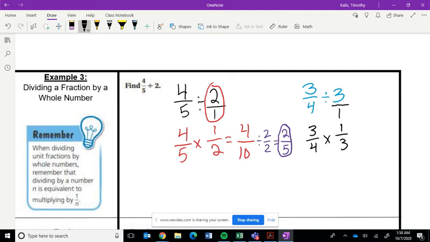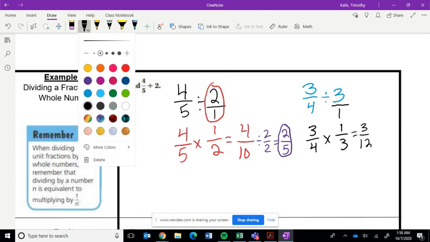When we multiply straight across, we take 3 times 1, and we get 3. We take 4 times 3, and we get 12. Then we ask ourselves, is 3/12 simplified? It is not. And so the greatest common factor of 3 and 12 is 3.